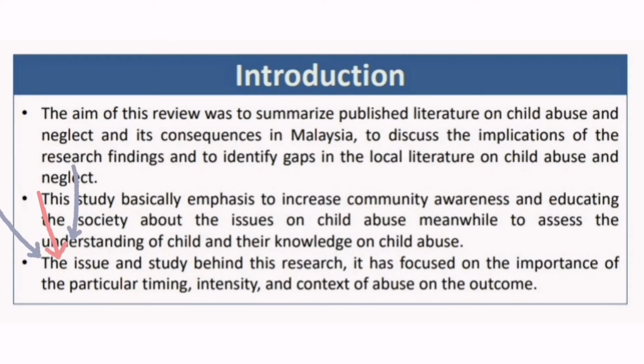The study behind this research has focused on the importance of the particular timing, intensity, and context of abuse on the outcome. More extensive studies are needed, looking at the complex interaction of social environment, parenting skills, society attitudes and responses, child safety nets and statutory response, and their impact on different types of child abuse and neglect.